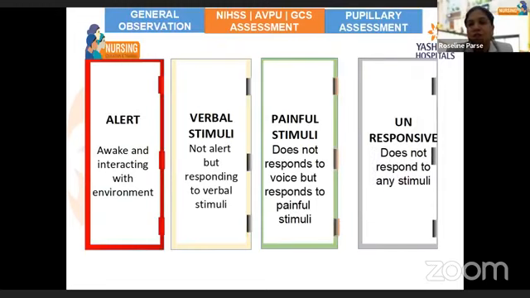Unresponsive does not respond to any stimuli. Whether you call him, whether you give him any pain, the patient does not respond.